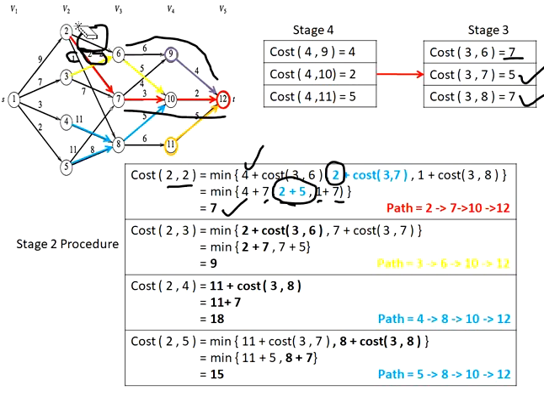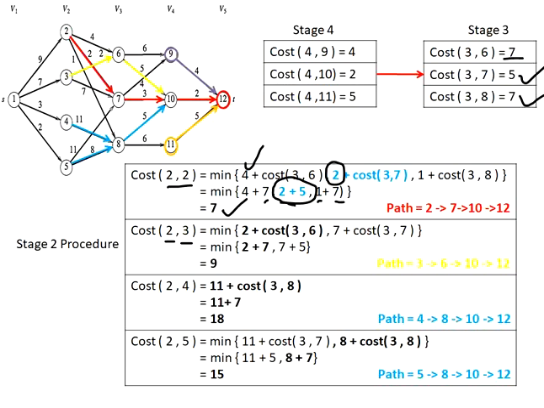The path which we achieved by stage 2 for vertex 2 is this: I'll clear this out. It is 2 to 7, 7 to 10, 10 to 12. So this is the final path we got from vertex 2. Now we'll see vertex 3. It is at stage 2, vertex 3. So this one we are going to find out.